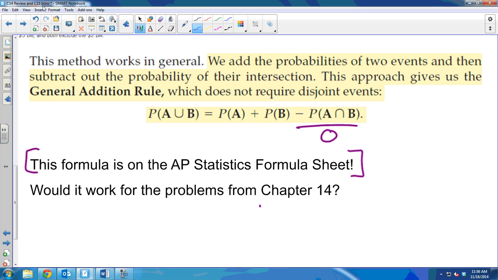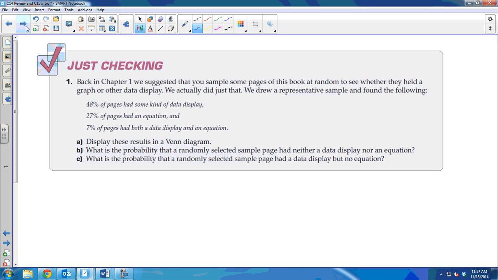So we're going to do one type of question today. And we're going to do questions in which you can use the general addition rule and use Venn diagrams to answer the questions. That's all we're doing today. We're doing Venn diagrams and then using the general addition rule. Can we handle it? All right. So here's the question I'm going to do with you guys, and then I'll give you the homework.